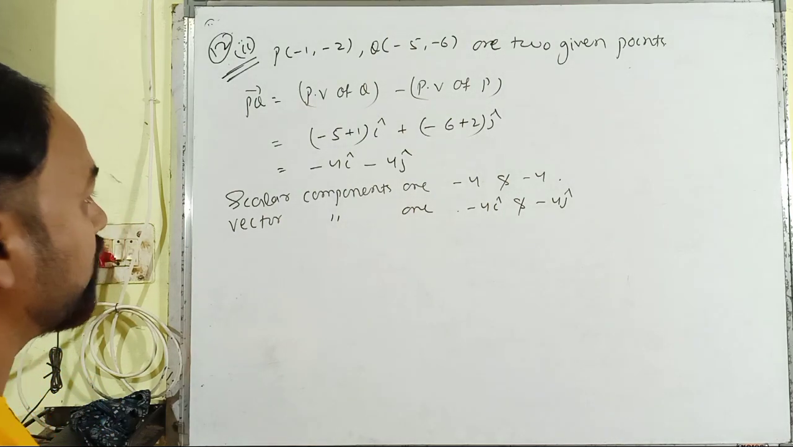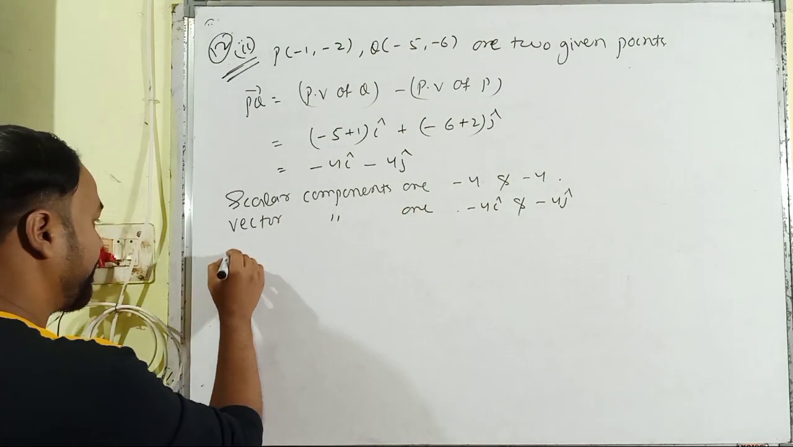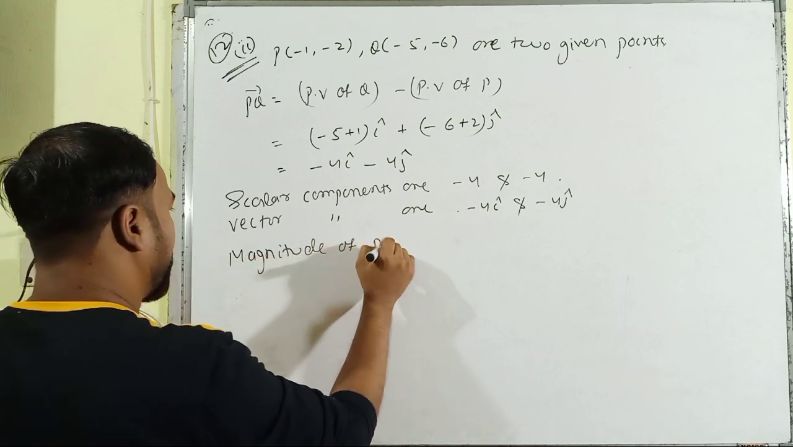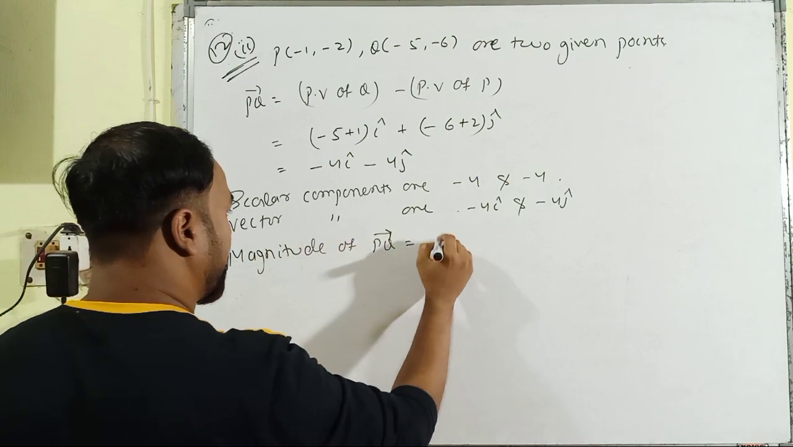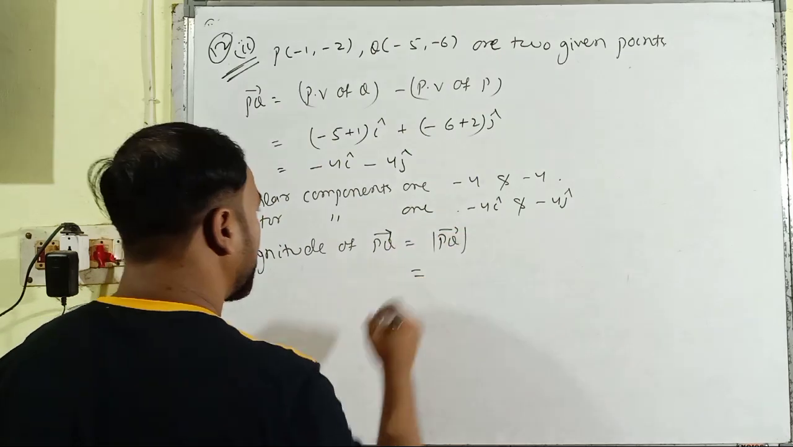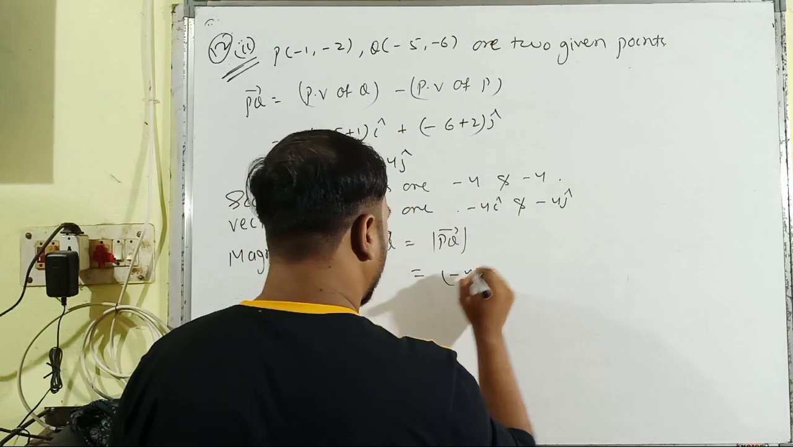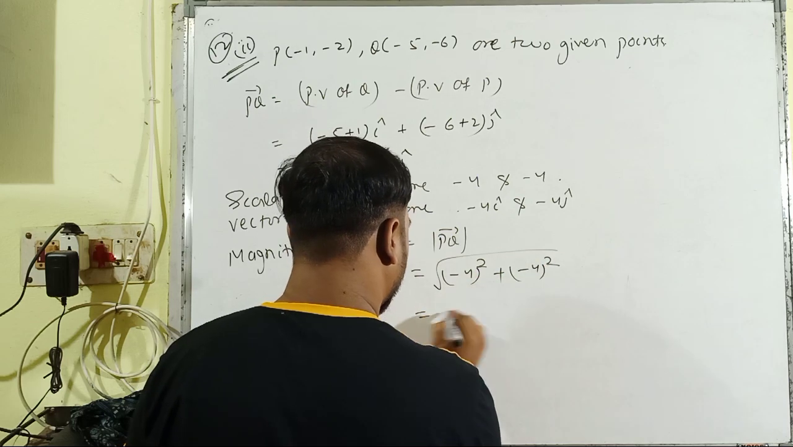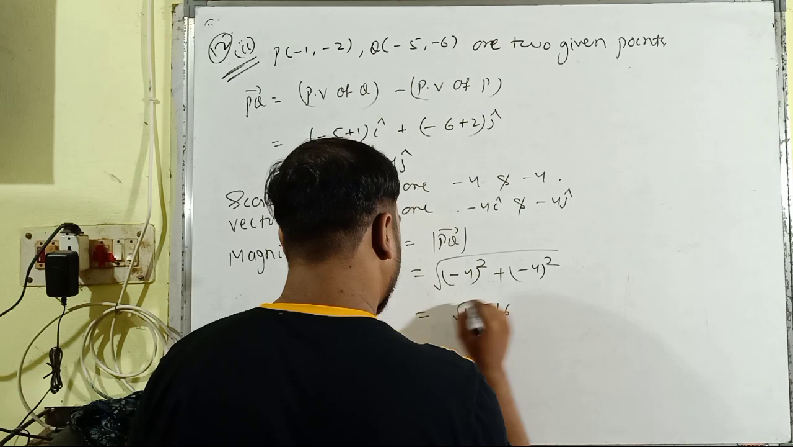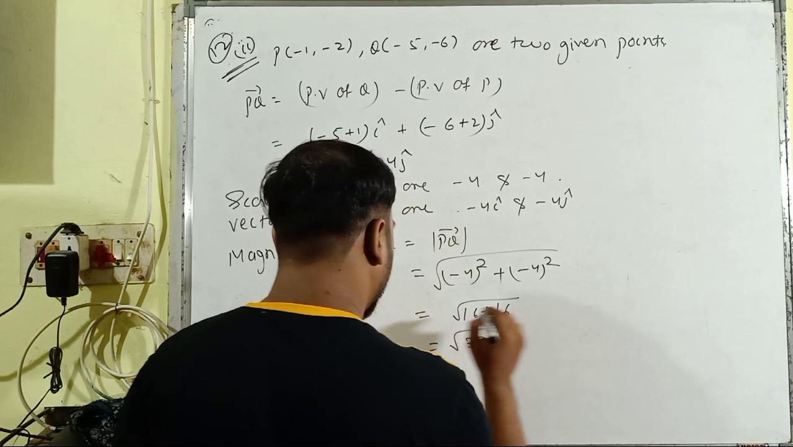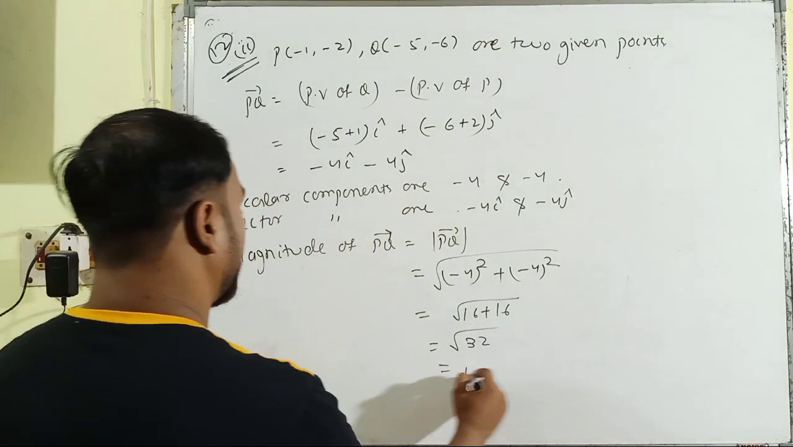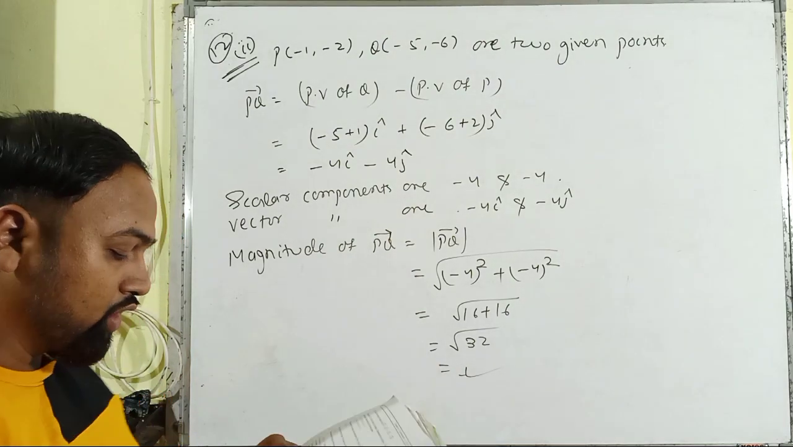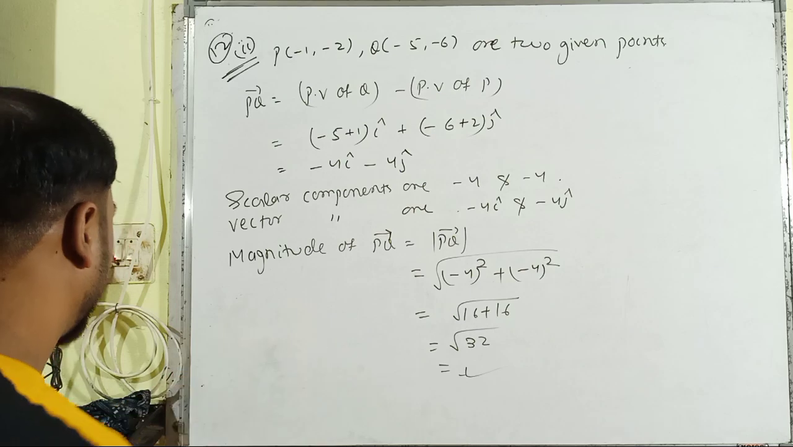Then we have to find out the magnitude of the PQ vector. Magnitude of PQ vector in the symbolic form we can write down like this, and it is square root of square of minus 4 plus square of minus 4, then it is 16 plus 16 and its square root, then it is square root of 32. Okay, you can also simplify this. And here it is the second bit of number 12. Then let us move towards the third bit of number 12.